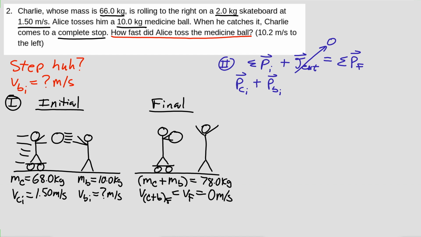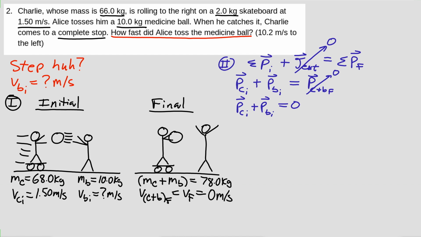Plus J external, well that's 0, I'm not even going to write that. Plus sigma p final. So that's going to be momentum of Charlie and the ball final with a hat. But again, notice they're not moving. Their velocity is 0, so I know already that their final momentum is going to be 0. So I'll just rewrite this. P sub ci with a hat plus P sub bi with a hat, all of this equals 0.